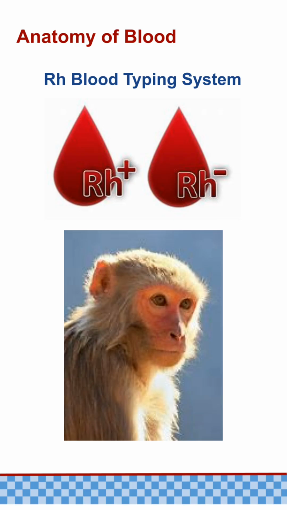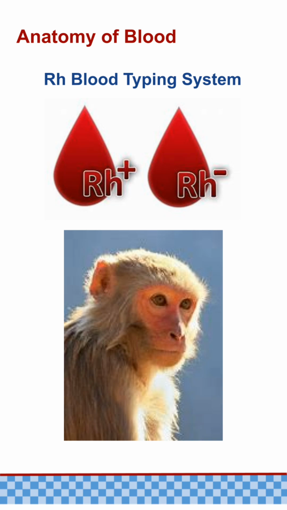The Rh blood typing system, another crucial component of blood compatibility, works alongside the ABO system to determine safe blood transfusions. The Rh system focuses on the presence or absence of specific proteins on the surface of red blood cells. The most important protein in this system is the Rh factor, also known as the D antigen. People who have the Rh factor on their red blood cells are Rh positive, while those who lack it are Rh negative. When it comes to blood transfusions, Rh compatibility is just as important as ABO compatibility.